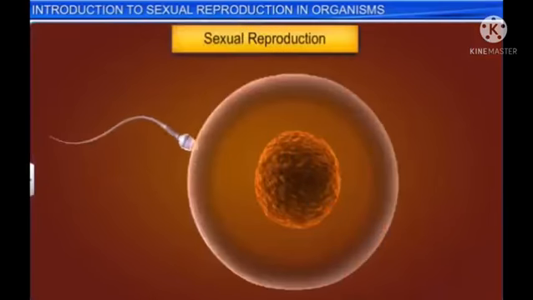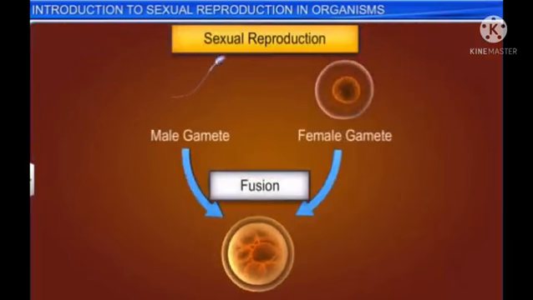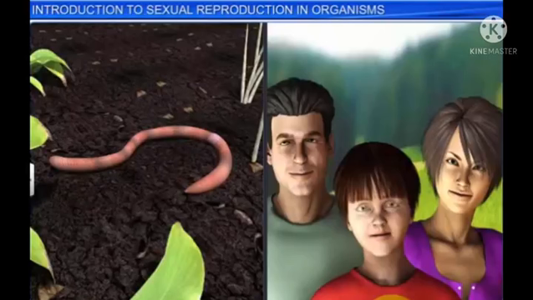In the case of sexual reproduction, we see the fusion of male and female gametes, which are either produced by the same individual or by different individuals of the opposite sex. Though organisms which engage in sexual reproduction vary in their external and internal structure, the pattern of sexual reproduction remains quite similar.